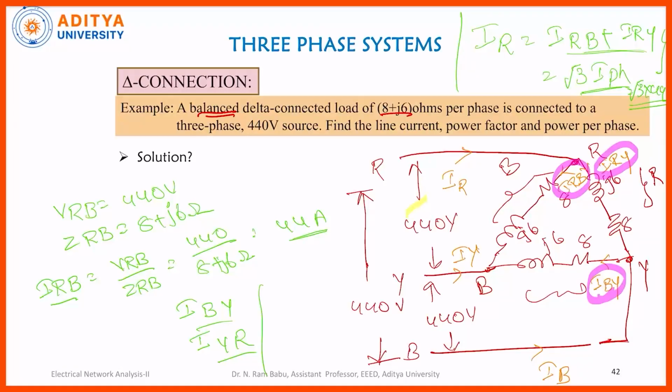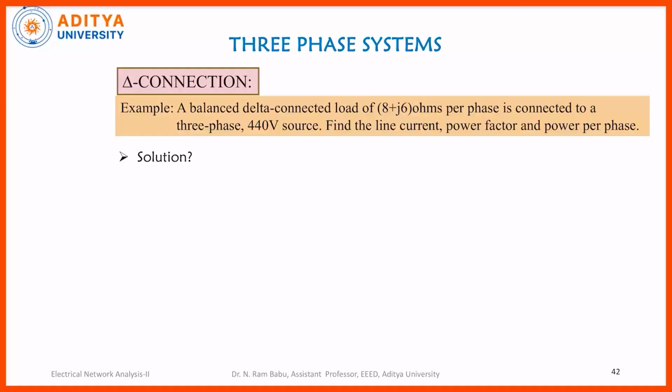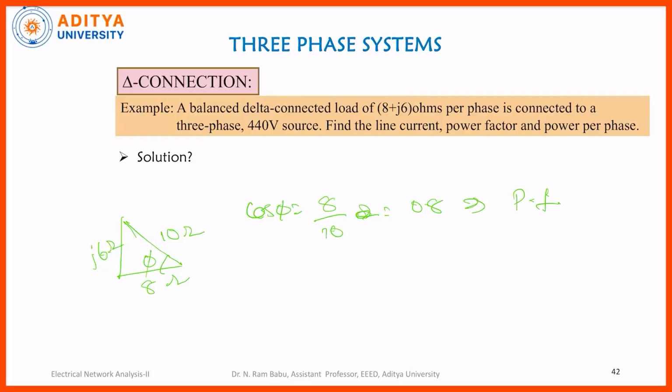Now you are supposed to calculate the value of power factor. Like in the previous case, we can draw an impedance triangle over here. This will be 8 ohms, this will be j6 ohms, and this will be 10 ohms, because this is the resultant, and here lies the angle phi. Here phi means power factor angle. Therefore cos phi is equal to 8 by 10, which is 0.8. This is the value of power factor.